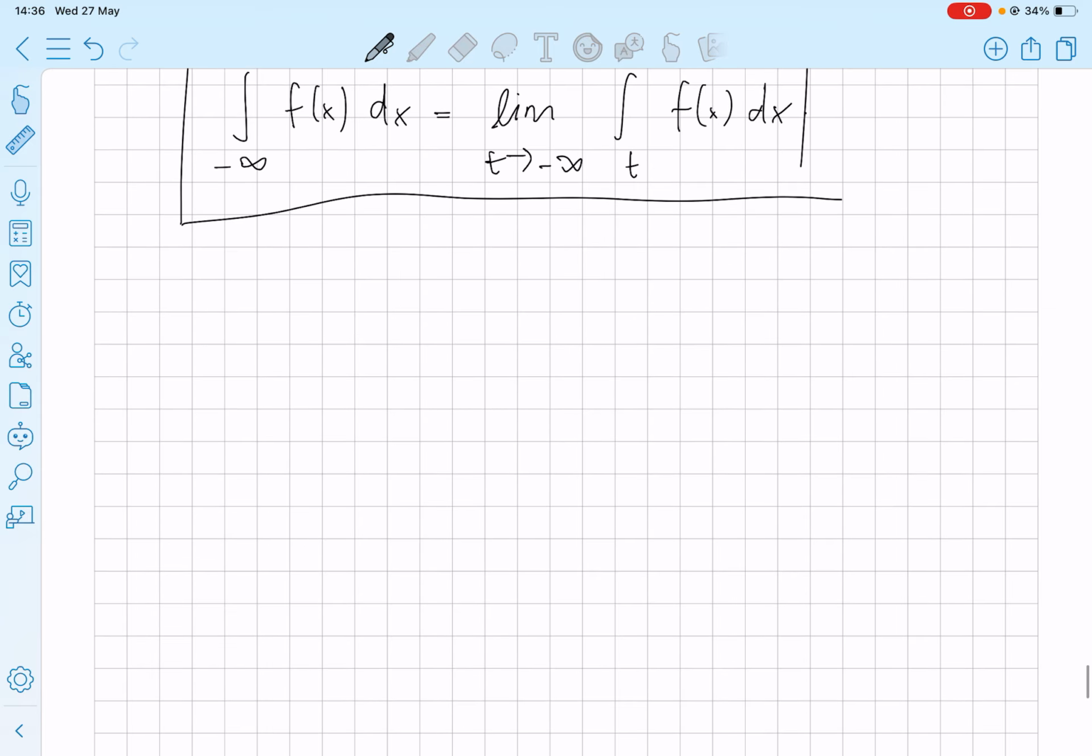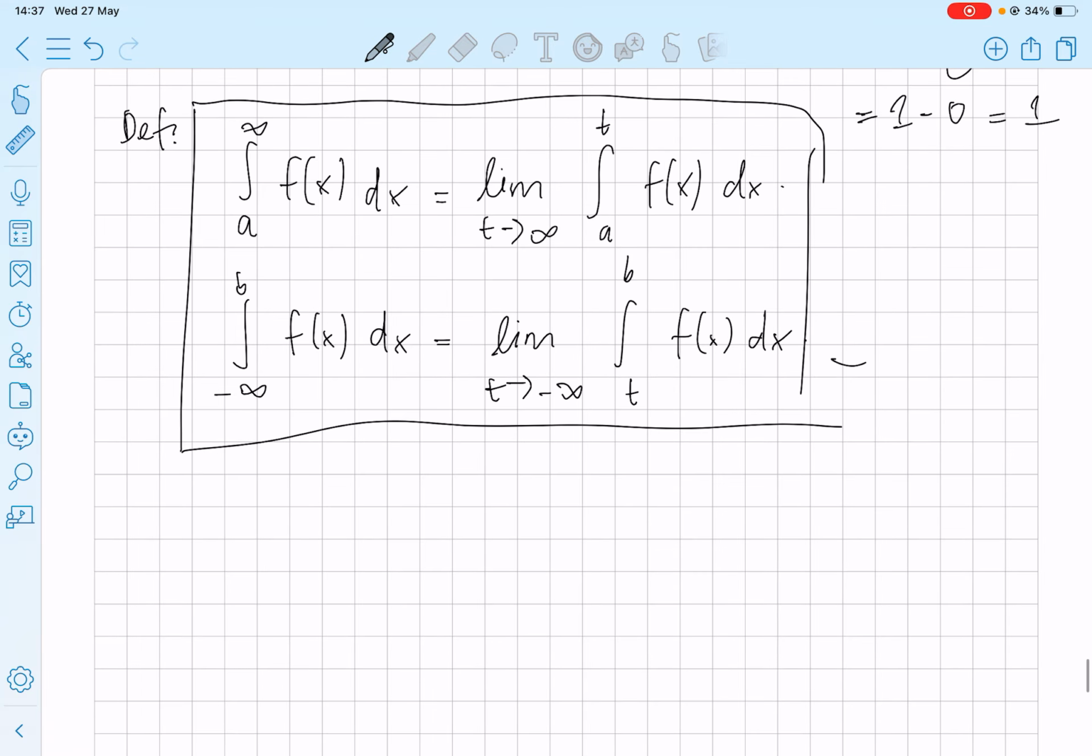These improper integrals are convergent or divergent depending on whether the limits exist or not. I mean, if the limit exists, it is convergent, and if it does not exist, it is divergent.